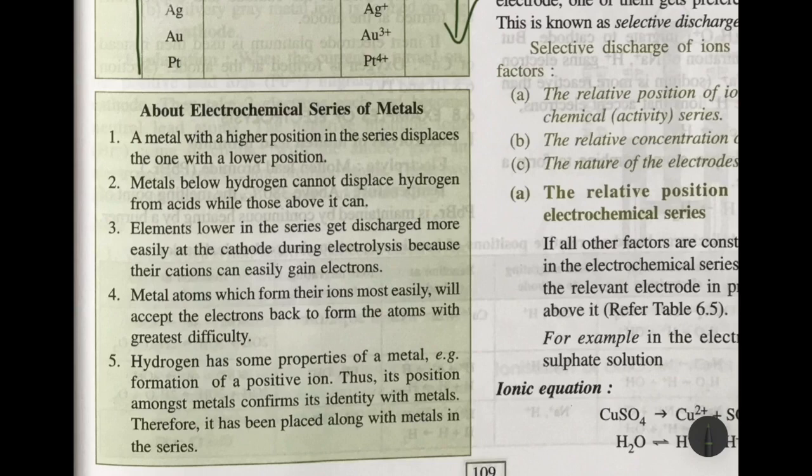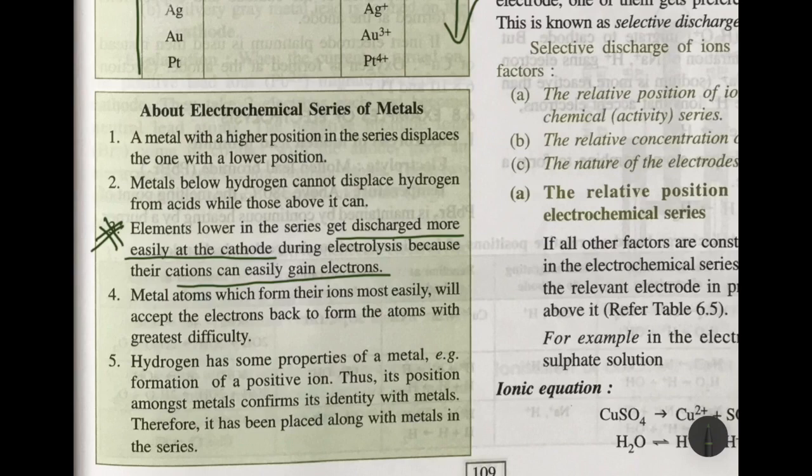Elements lower in the series, now this is important for your electrolysis. Elements lower in the series get discharged more easily at the cathode during electrolysis. Why? Because their cations can easily gain electrons. Metal atoms which form their ions most easily will accept electrons back to form the atoms with greatest difficulty. So metals which form their ions most easily, the ones highest in the activity series, potassium, sodium, can easily form ions, but they will have difficulty in accepting the electrons back.